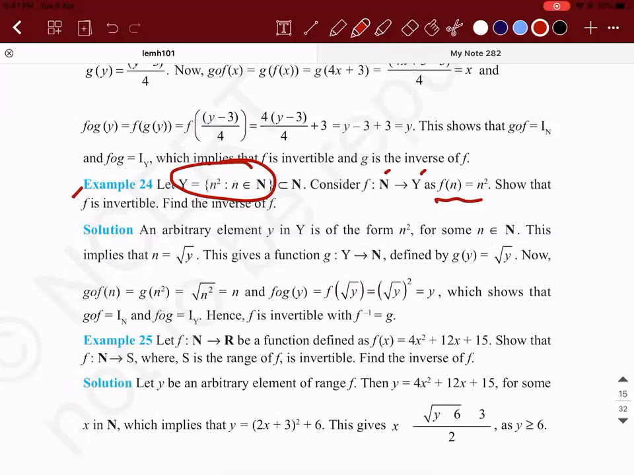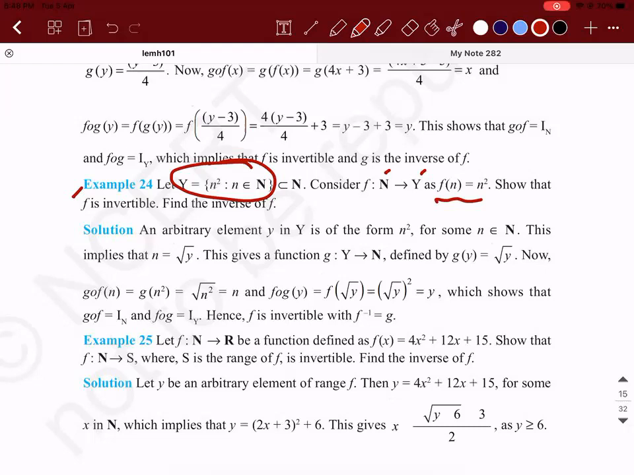Now, what will be the first step for one-to-one? Consider two elements n1, n2, which belong to the natural number set. Then what will be the next step? F of n1 is equal to f of n2. So n1 square will be equal to n2 square. Then what will n1 be equal to? Plus or minus n2. But you don't have negatives in natural numbers. So n1 is equal to n2. Hence it's a one-to-one function.